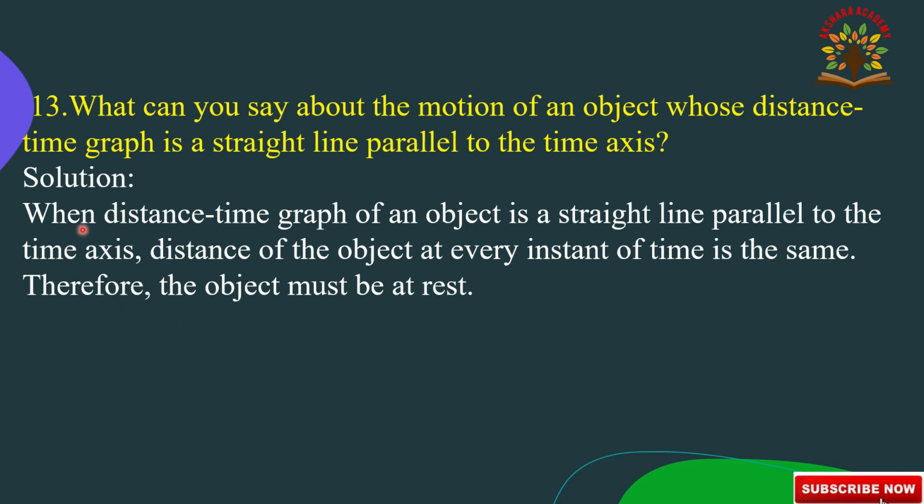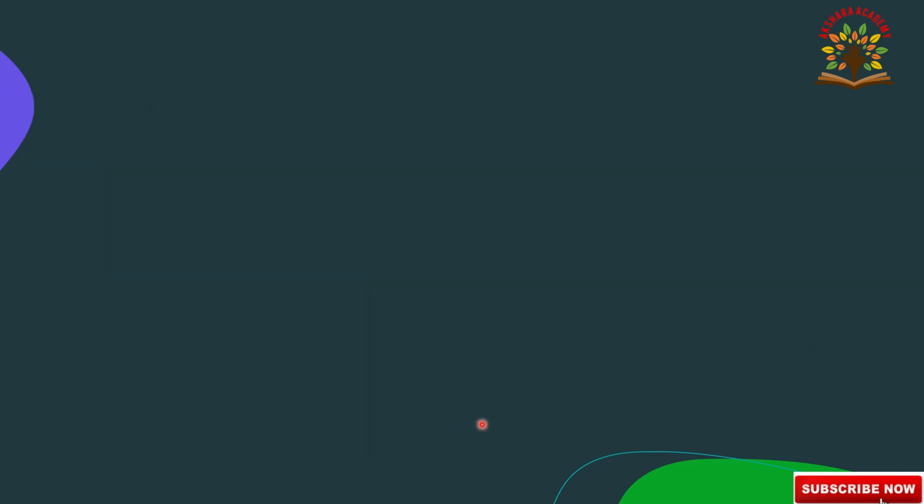So, when the distance time graph of an object is a straight line parallel to the time axis, the distance of the object at every instant of time is the same. So, the object must be at rest. Okay, 13 finished, now 14.